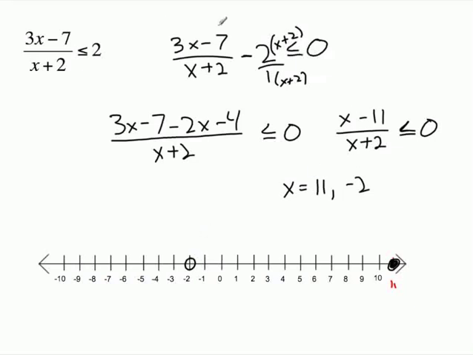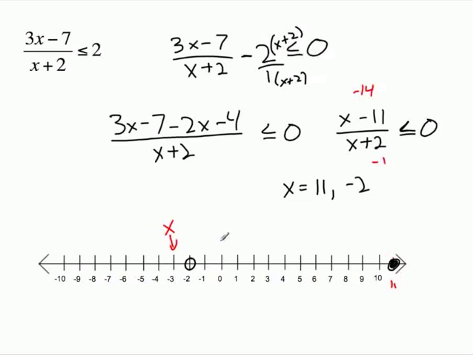Now, let's check points. So I am going to check -3. If I put a -3 in here, we get -3 minus 11, which gives you -14, and -3 plus 2, which is -1. A negative divided by a negative is going to be positive, and a positive is not less than 0. That is not a true statement, so this region does not work.